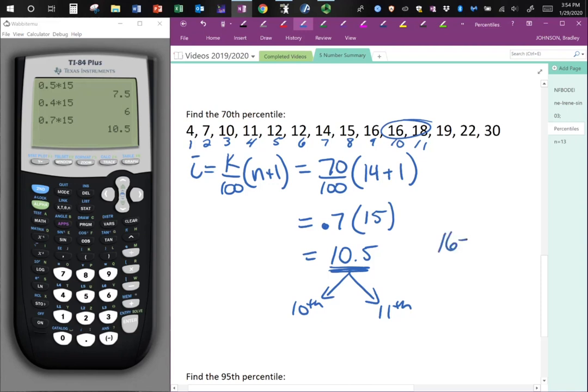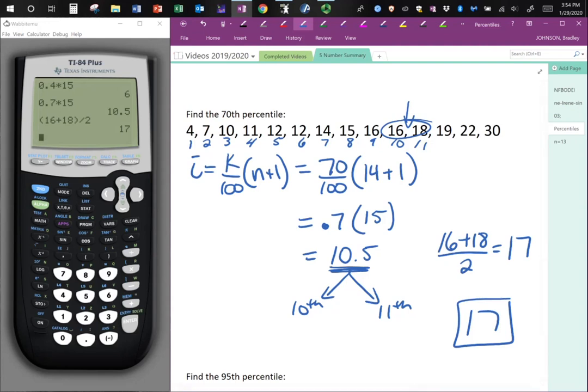So you take 16, add it to 18, divide in half. Now remember, if you use the calculator and want to do it in one step, put the numerator in parentheses and then hit divide by 2. If you do not do that, you will get the wrong answer. 17 is the 70th percentile. And 17 lands right between 16 and 18, so I know my answer made sense.